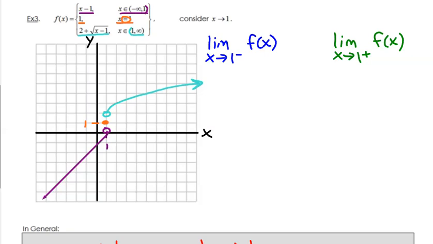So this is our graph itself, and what I want to do is I want to start considering x approaching 1. Okay, so let's try that out from the left and the right-hand side. So I have that set up in blue and green again.